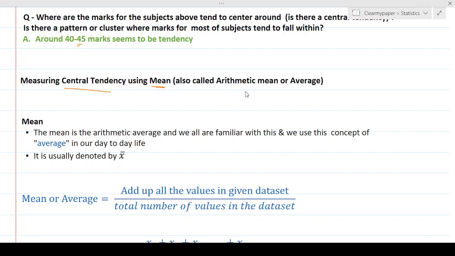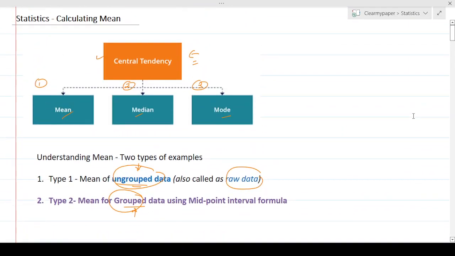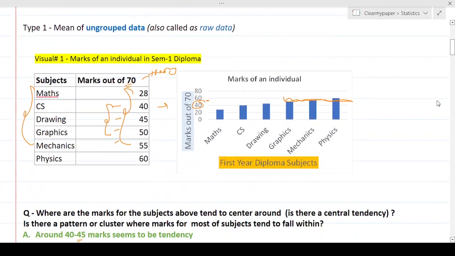This is also called arithmetic mean or average. Typically when we say average, we think that we're talking about mean, and that's what we are used to, which is okay. But all the central tendency measures are kind of averages. This is also one sort of average, this is also an average, and this is also an average. But nevertheless, we'll keep moving on.